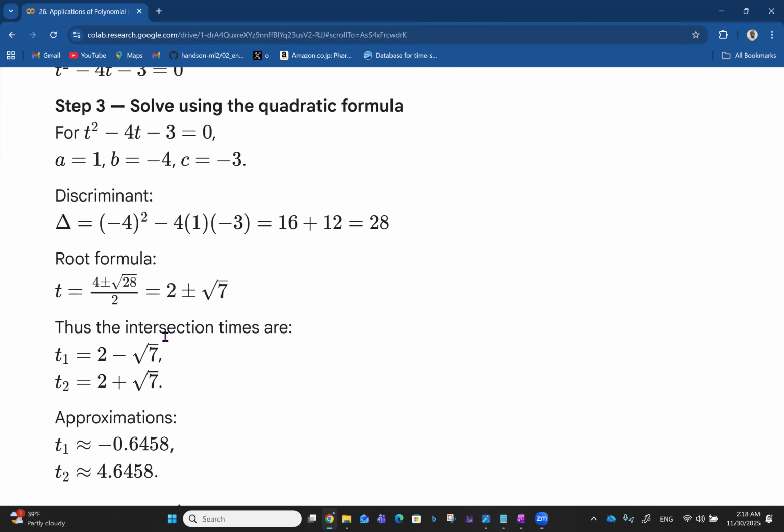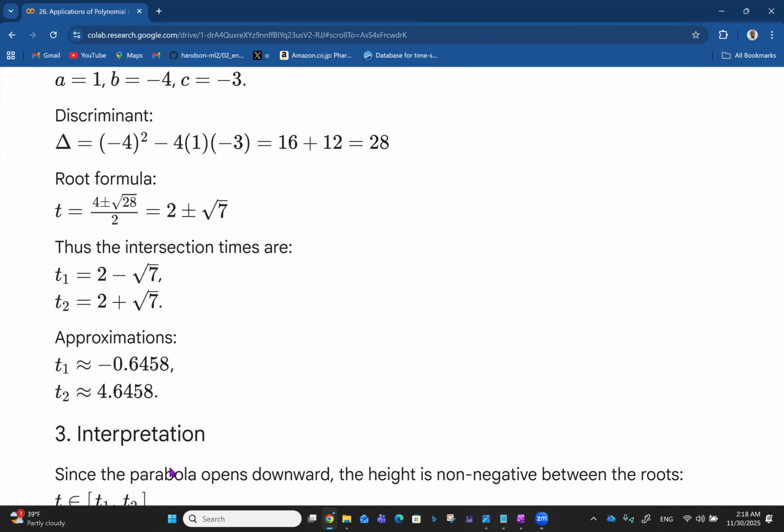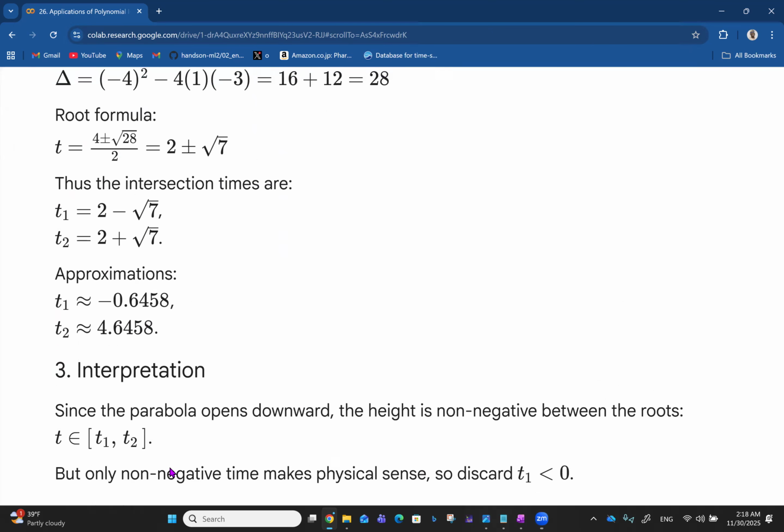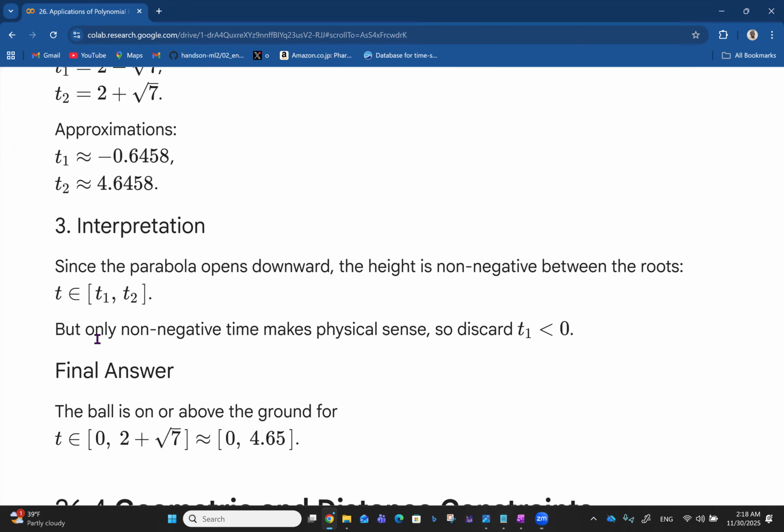Now, if you do the approximations, root 7 is something like 2 point something. So clearly t1 is negative. So t1 is approximately minus 0.6458, while t2 is 4.6458. Okay. So the interpretation now is this. Since the parabola opens downward, the height is non-negative between the roots. So t belongs to the closed interval t1 to t2, but only non-negative time makes physical sense. So we have to discard t1, which is negative. There's nothing like negative time. So only t2 is admissible in this situation.